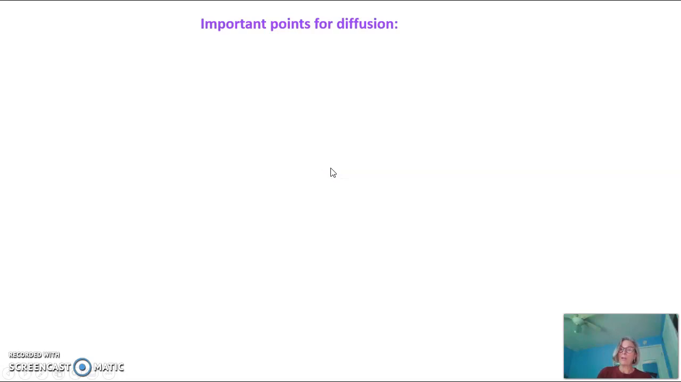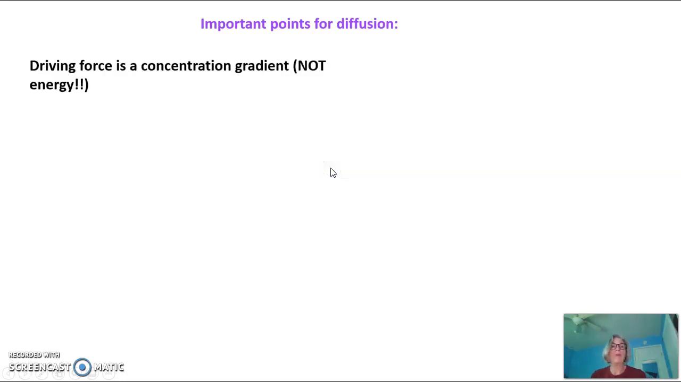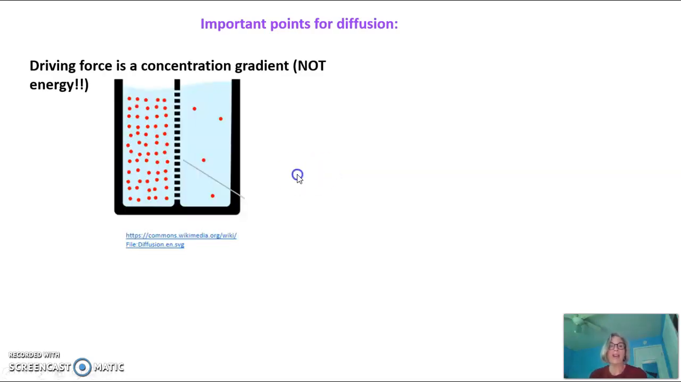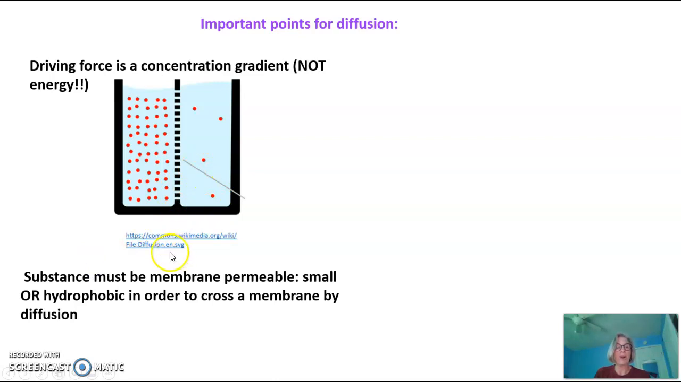What are some important points for diffusion? Well, the driving force is the concentration gradient, not energy. So in this case, the reason that these red balls are going from this high concentration to the low is the fact that there is a high concentration here and a low concentration on this other side. Of course, this membrane must be permeable to the substance, even if there's a concentration gradient. So a high concentration of red dots here and a low concentration here.